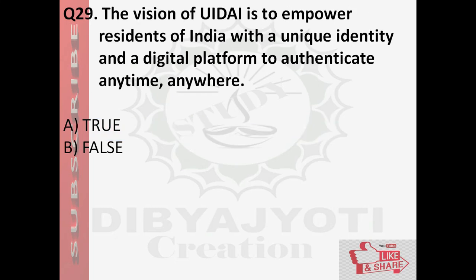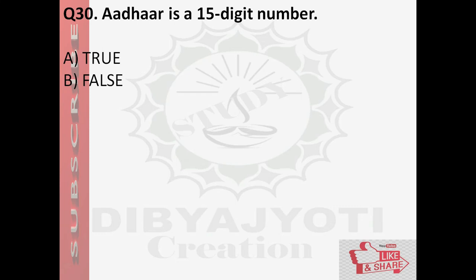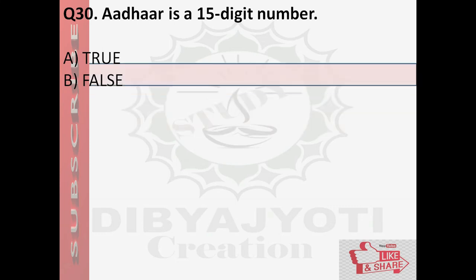The next, the vision of UIDAI is to empower residents of India with a unique identity and a digital platform to authenticate anytime, anywhere. Options are option A, true. Option B, false. And the answer is option A, true. The next, Aadhaar is a 15 digit number, true or false? And the answer is false.